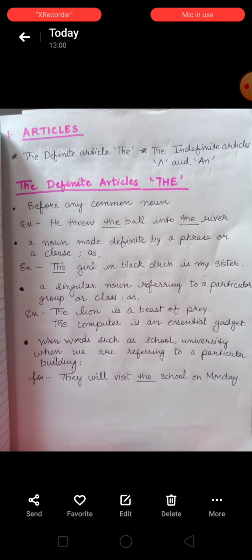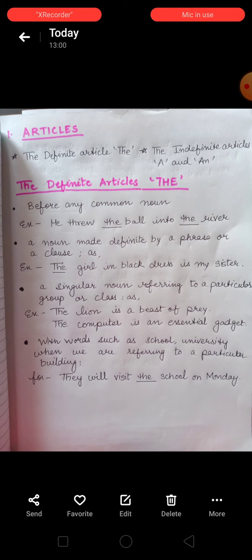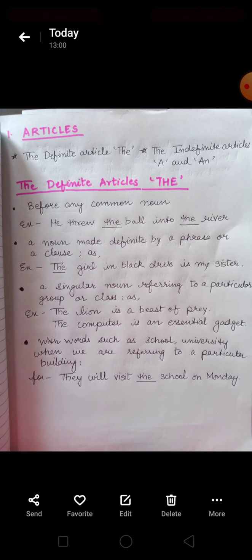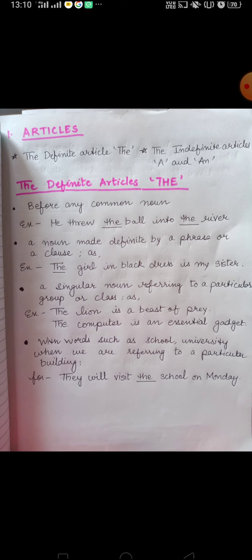Secondly, a noun made definite by a phrase or a clause. For example, the girl in black dress is my sister. What do you mean by that? A noun made definite by a phrase or a clause. When you are specifying a noun with a phrase or a clause, we will use the with that. We are making it a particular one.